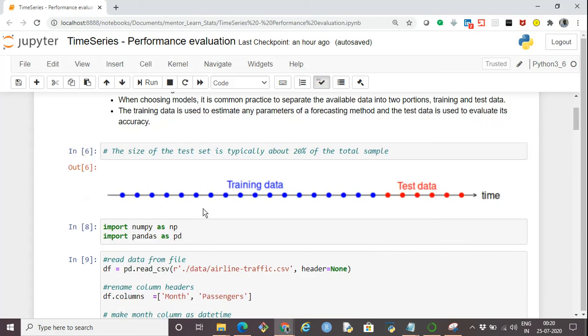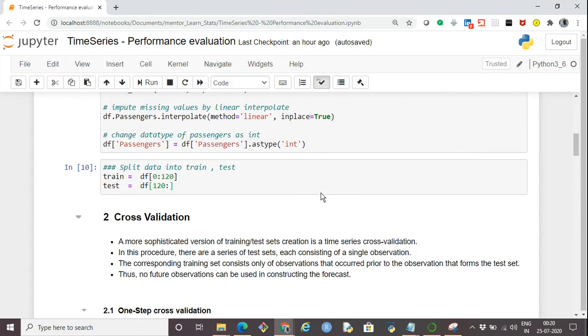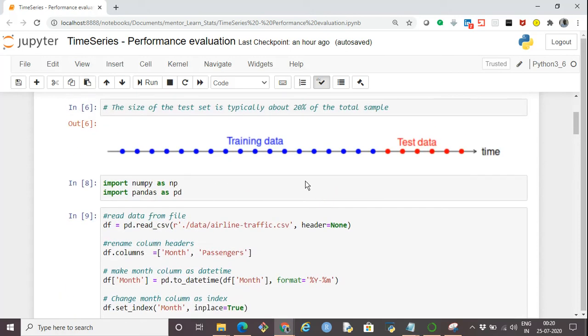So for example, if I plot the data points that we have in a single line, all these blue lines are considered as the training data and the red points as the test data. Using this training data, we build our model, and then we test how good our model is on this test data. Typically, we split the data such that there are at least 80% observations in the training data, and around 20% observations in the test data.